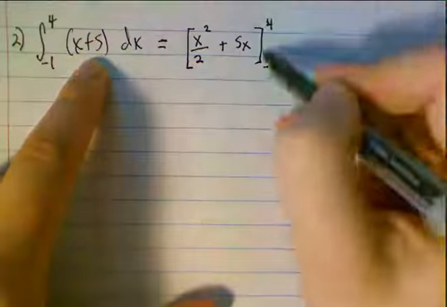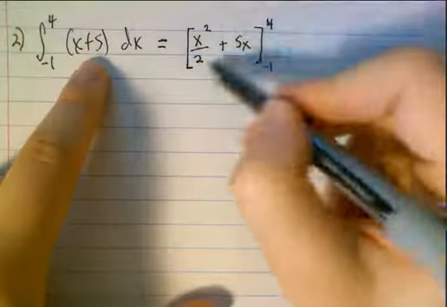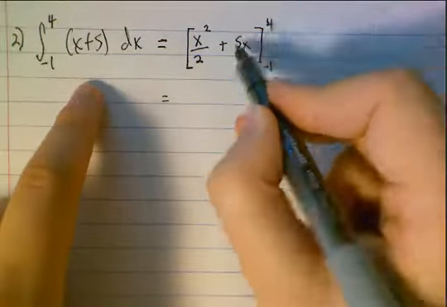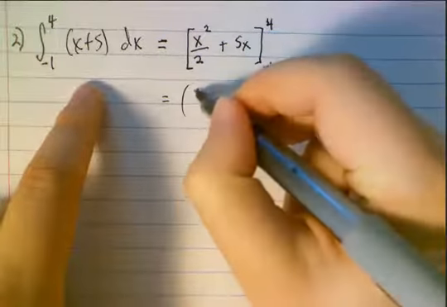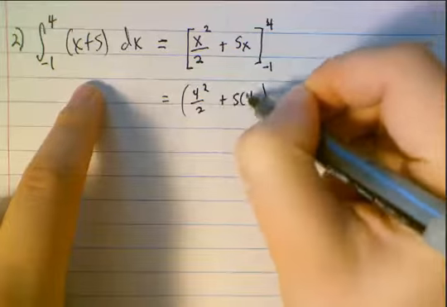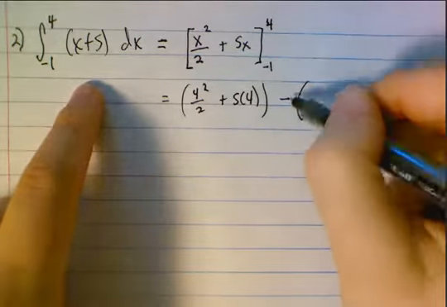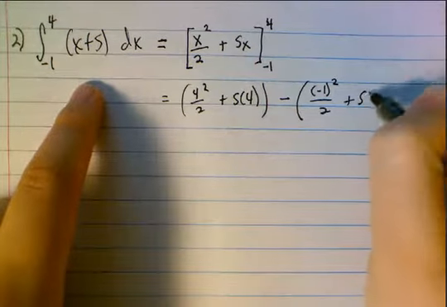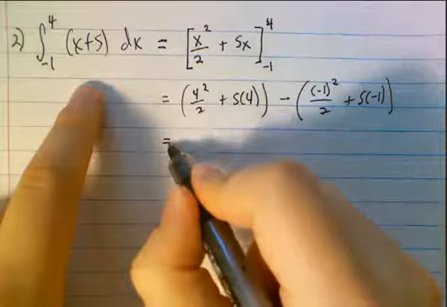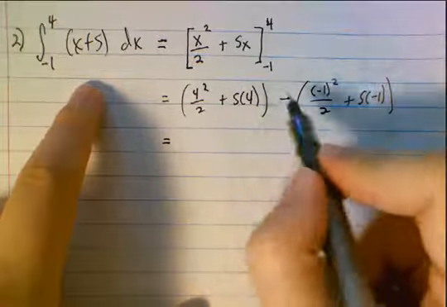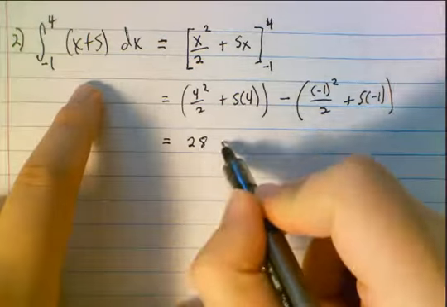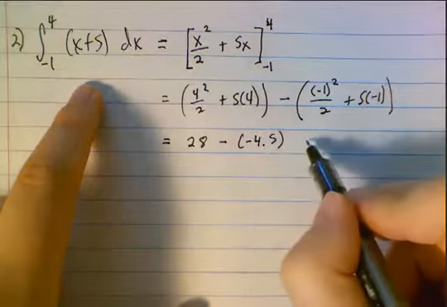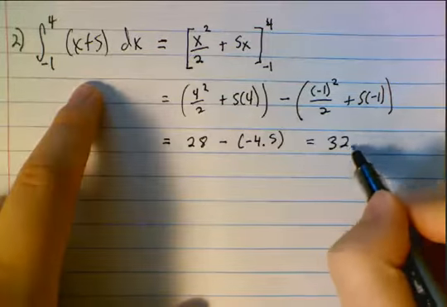This is why I like to use this notation with the brackets, because it says this whole thing is our antiderivative. So then we substitute this into both of these. So whole thing, 4 squared over 2 plus 5 times 4. Then we're going to subtract this -1 substituted into the whole thing. Don't lose track of your negative right here. This simplifies to 28 minus -4.5, which gives us 32.5.